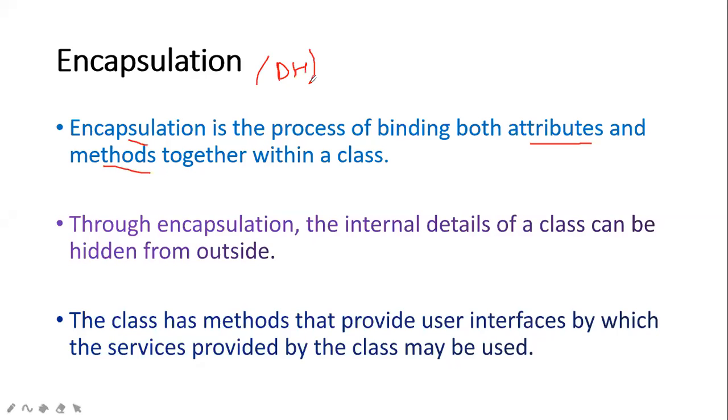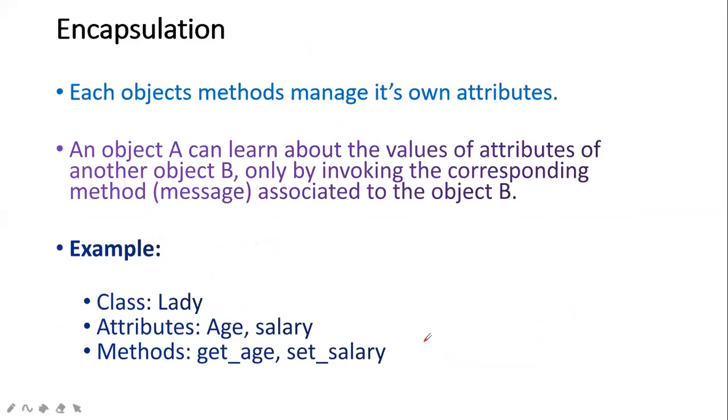But in abstraction, we were also hiding the data, but the reason was we are hiding the unnecessary information from the person. So here we are going to see how each object's methods manage its own attributes. Now we just take an example. We have a class that is lady. The attributes of this class are age and the salary, right? So these are the two attributes for the class lady, and the methods are get age and set salary.